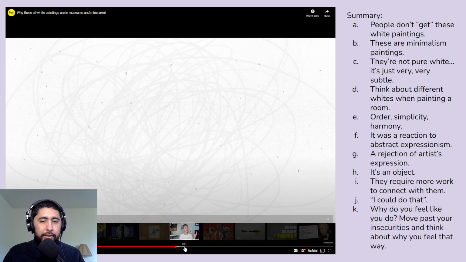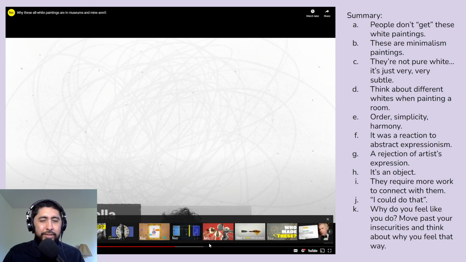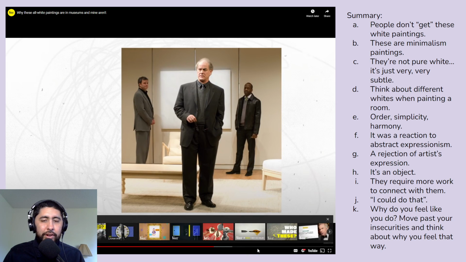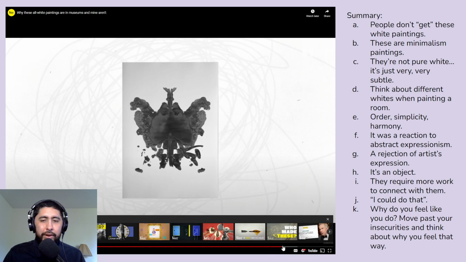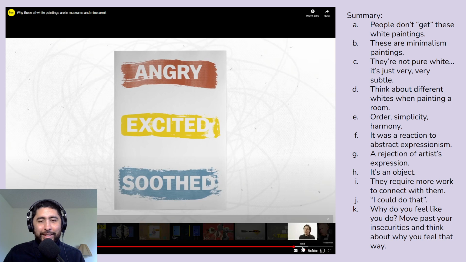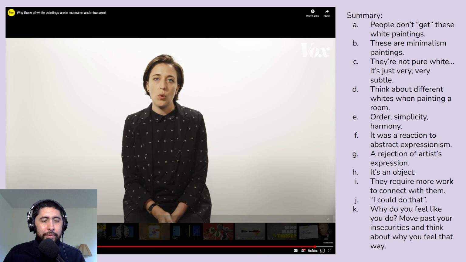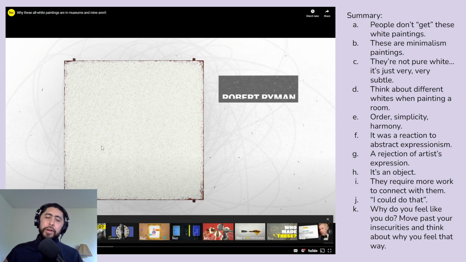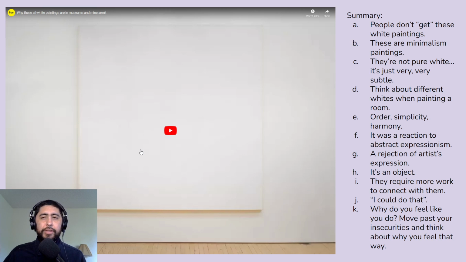We're not looking at Jackson Pollock. There's stuff like this, right? Where it doesn't look like a whole lot is going on. Let's get another example. But that's not a painting. It's okay, we'll just go back to Robert Ryman. So what this video is essentially saying is these aren't just purely white paintings.